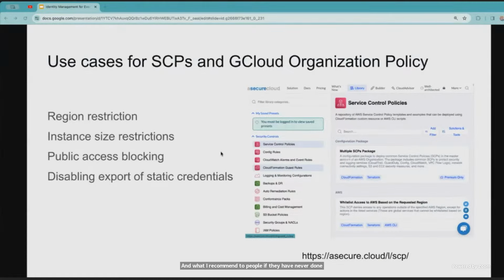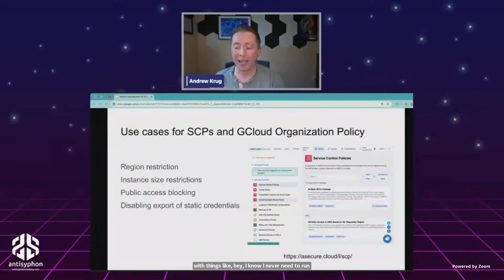Start with things like, hey, I know I never need to run workloads in Sydney, Australia, or Japan, or I'm only in this one region. Or restrict the instance sizes that you know are dangerous. So if you're not a company that does data crunching on the biggest GPU instances, you turn it off. And then if an attacker gets a credential and is trying to do cryptocurrency mining and spin those up, they're going to get access denied, and you're not going to see that impact directly on your bill.